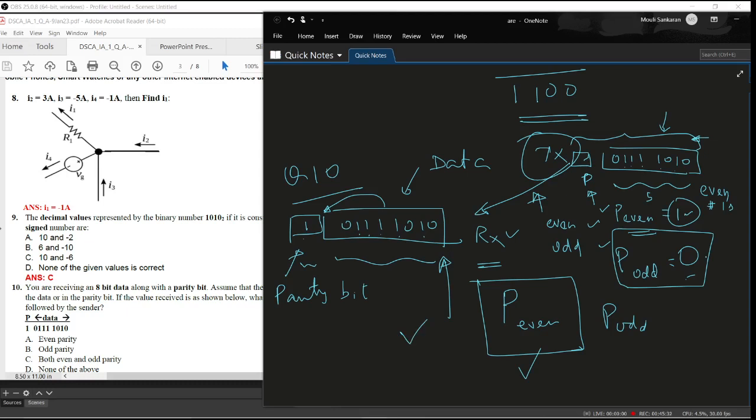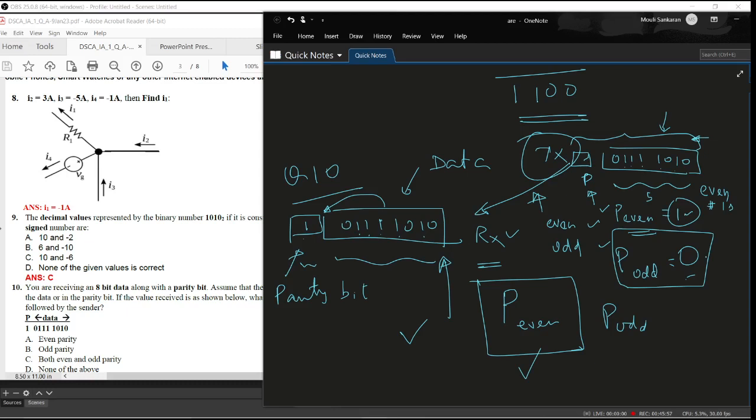So it will correct, it will not reject the data. But if the sender has said that it is even parity, and then one of the bits has become, instead of 1 it has become 0, or 0 has become 1. Now what will happen is, assume that this has become 0, and it is following even parity.